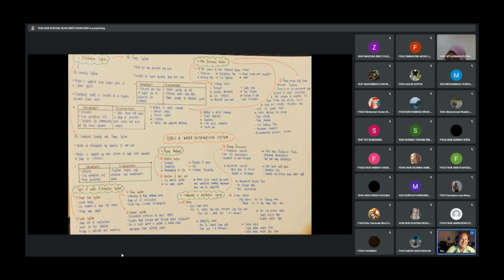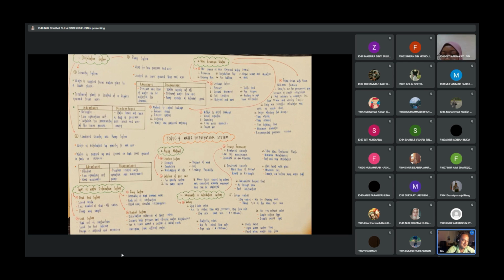valve and storage reservoir. Kita ada valve. Reservoir. Lepas tu yang keempat kita ada non-revenue water. Dalam ni kita ada 4 main iaitu the source of non-revenue water iaitu NRW.